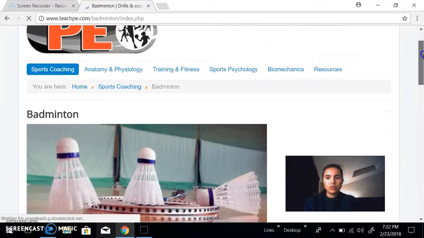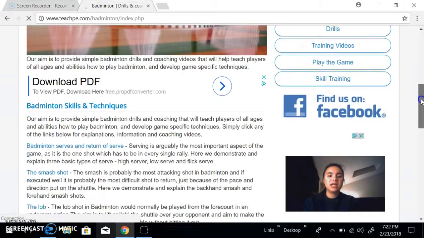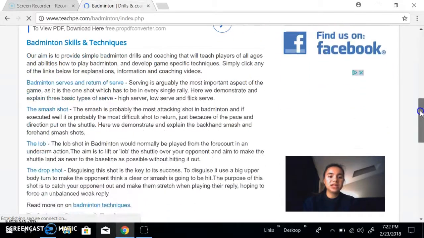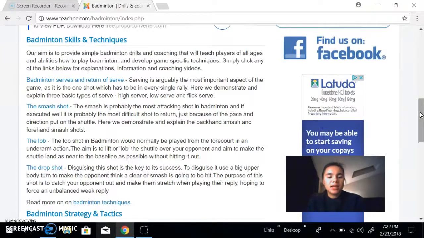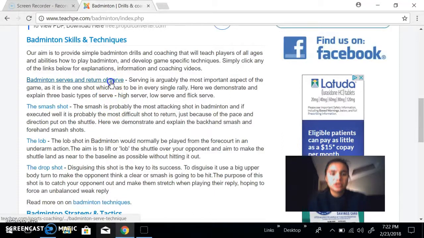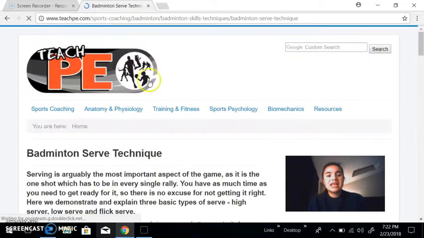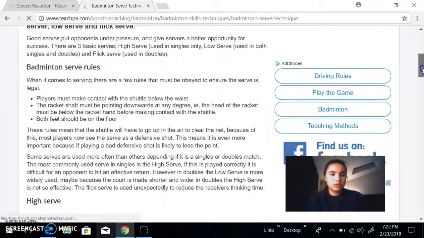and I scroll down. So this is very helpful because it goes into a lot of detail with the skills and techniques, rules, strategies, things like that. So it has serves, smash shot, the lob, and drop shot. So let's say I'm struggling on, let's say the serve, for example. If I'm struggling on the serve, it gives you an explanation of how to serve, serving rules, of course.